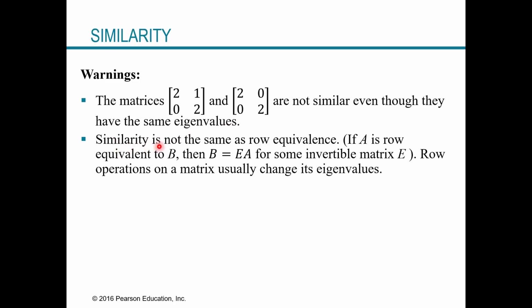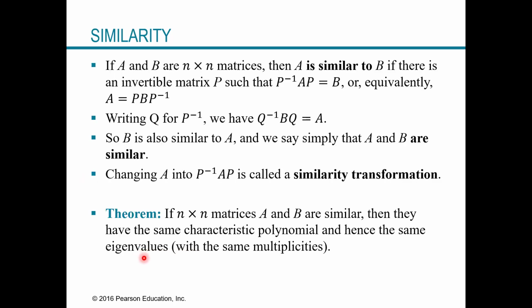Also, similarity is not the same as row equivalence. So if A is row equivalent to B, then B equals, let's say, E times A for some invertible matrix E. Row operations on a matrix usually change its eigenvalues. So this is just saying that just because we have a row equivalent matrix, it doesn't mean that it's in fact similar. So if you're trying to figure out if two matrices are similar, go back to the definition that we just learned about. And then once you know they're similar, then you can use the theorem that we were talking about, that they have the same characteristic polynomial and same eigenvalues.